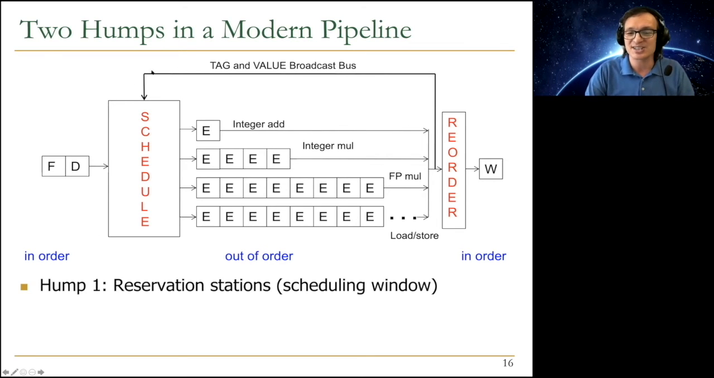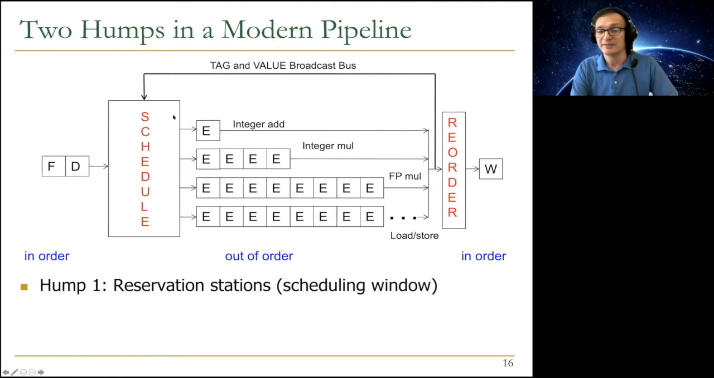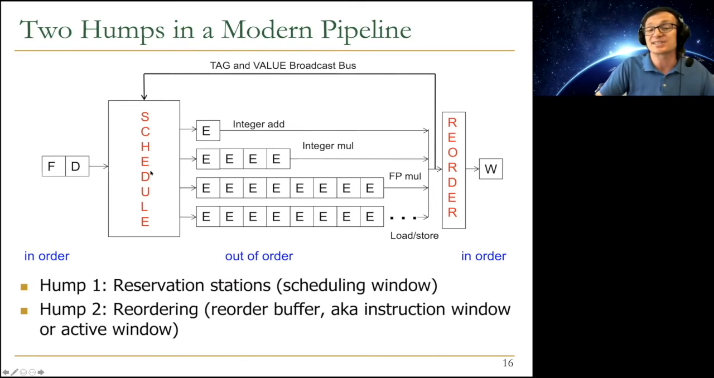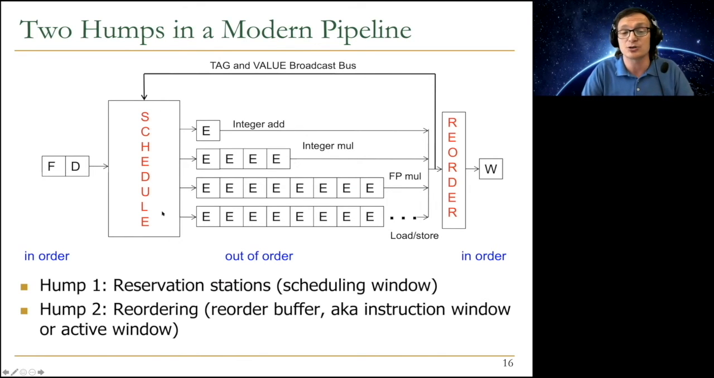Okay, so basically, there are two humps here. One is the reservation stations, which is the scheduling window. And the second is the reorder buffer, in other words, the instruction window or active window, which has the list of all instructions in the machine that are decoded but not yet committed. The scheduling window may have instructions that are not executed yet, but they're decoded. But it doesn't have the instructions that are executed but not yet retired, essentially.